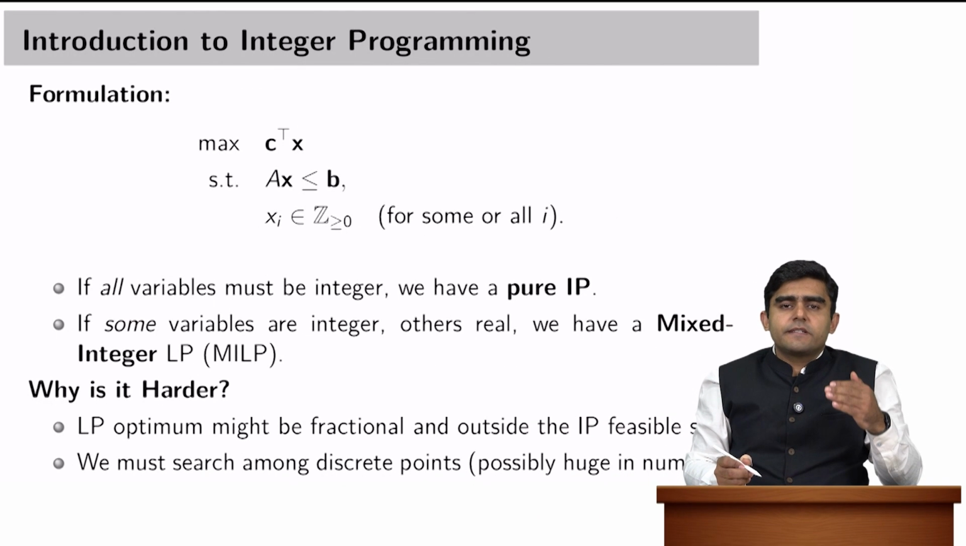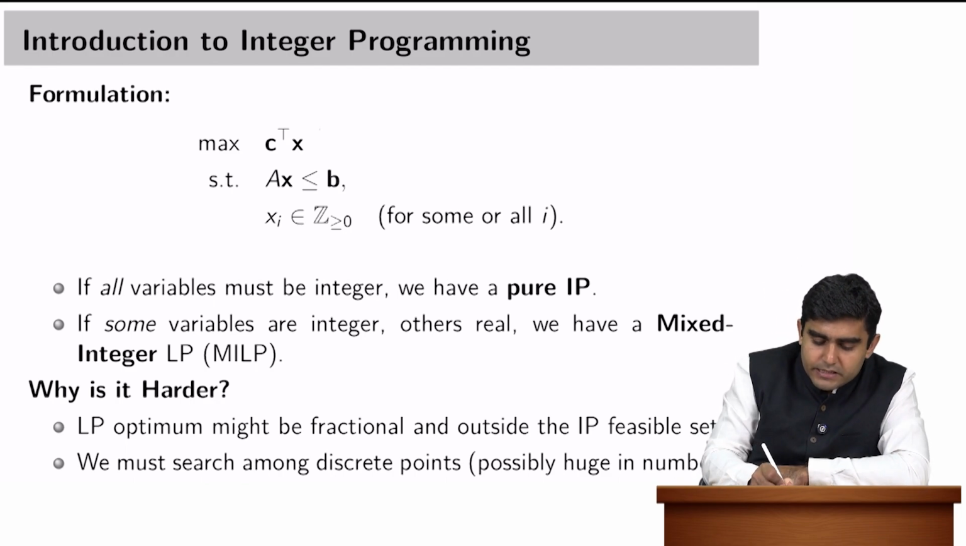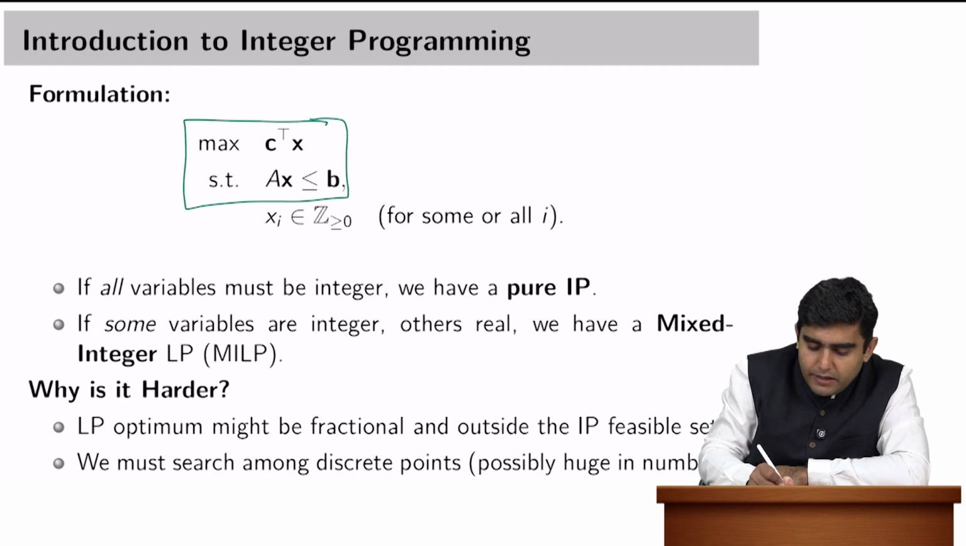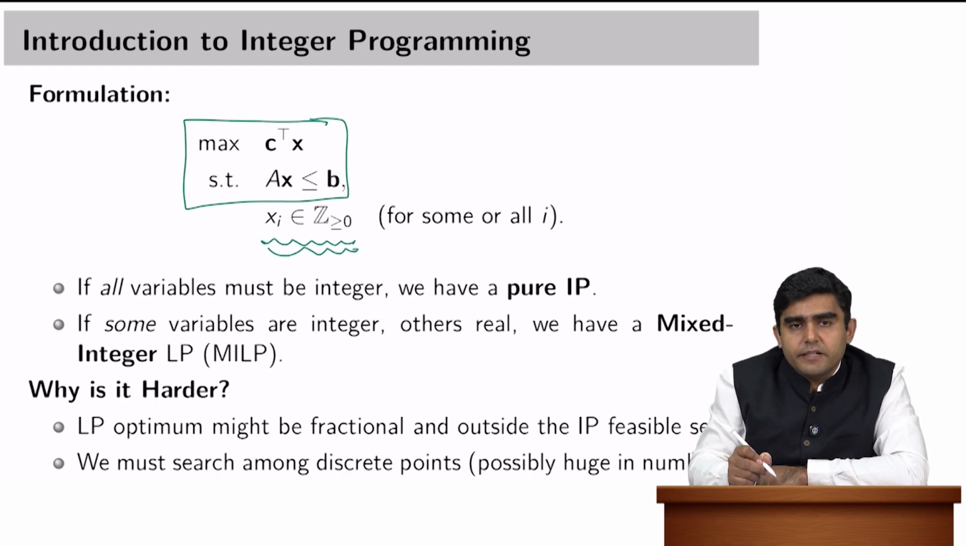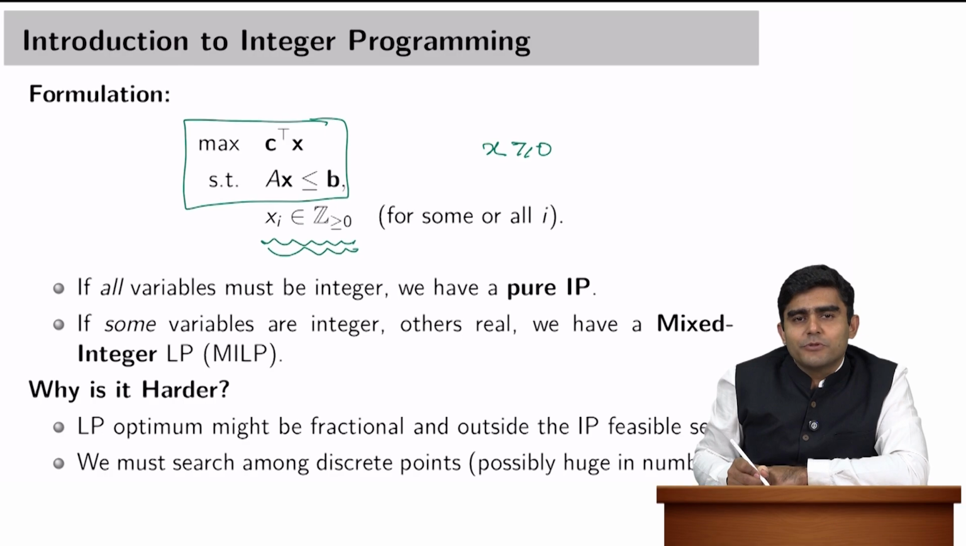So, whenever we state an integer programming problem formally, the constraints and objective function remain the same. However, additional constraints come around the variable x itself. If you recall, in linear programming, we were simply writing x greater than or equal to 0.